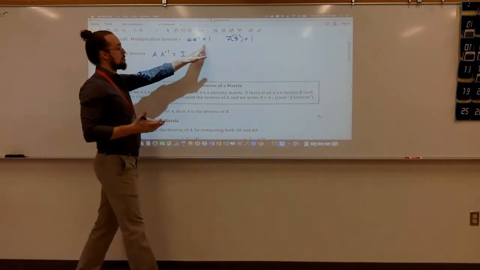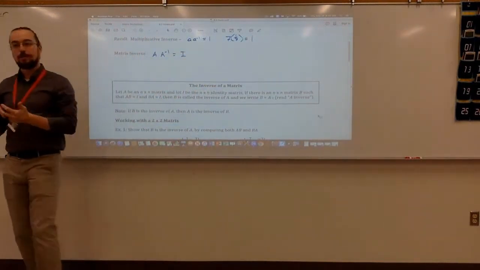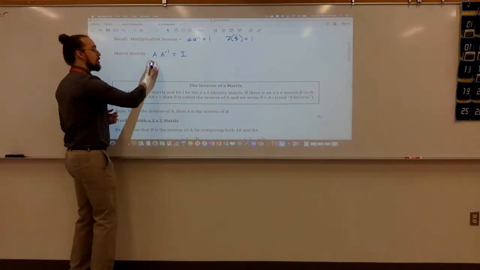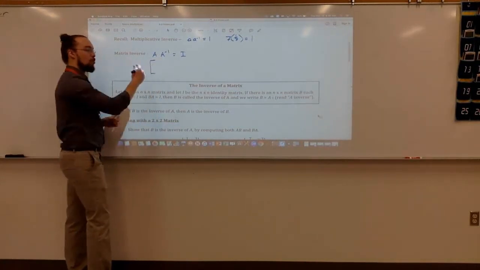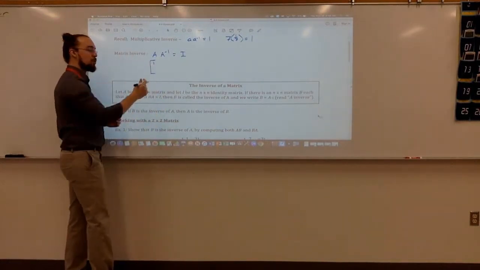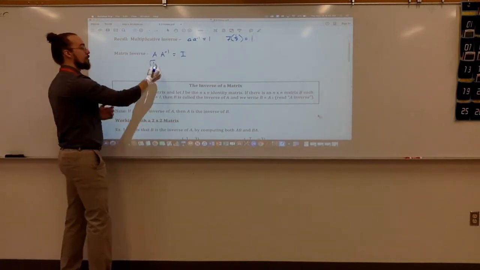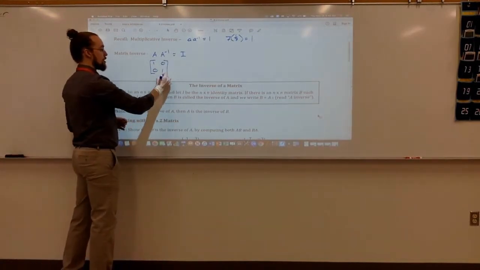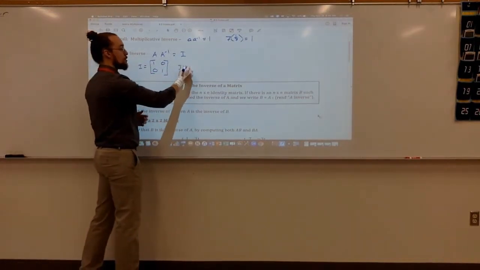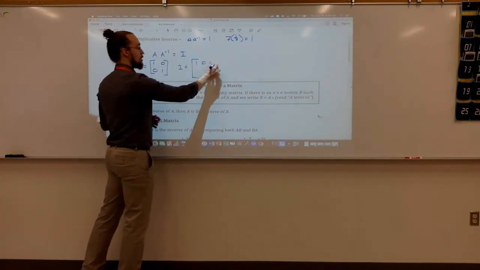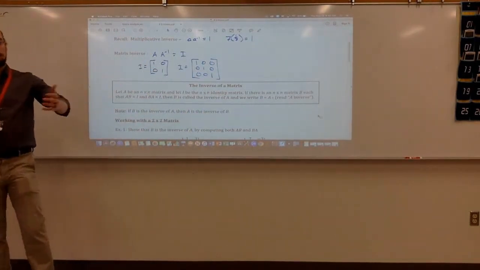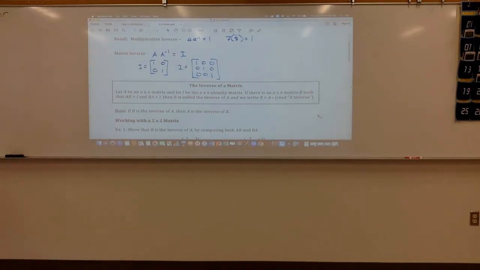If we're talking about just numbers, 1 is the multiplicative identity. If we're talking about matrices, the identity matrix is the matrix that has 1s in all of the entries on the diagonal, and 0s everywhere else. For a 2x2 matrix, it would look like this. For a 3x3 matrix, the identity matrix would be this. A 4x4 is the same idea: 1s in the main diagonal and 0s everywhere else.